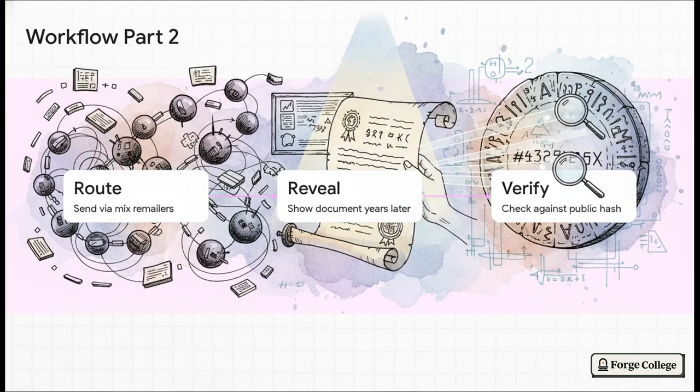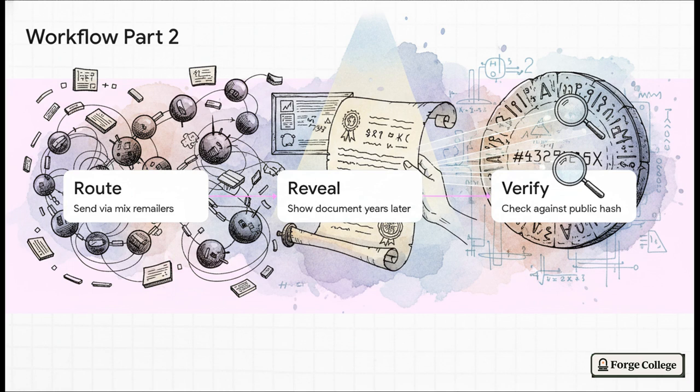But we have to finish the workflow to stay totally safe. Step 4. You need to hide the metadata. So you send the encrypted PGP files through our Relay Orchestra, a chain of mix remailers, so nobody monitoring the web can trace those emails back to your IP address.